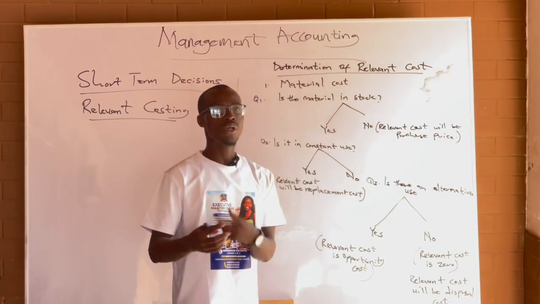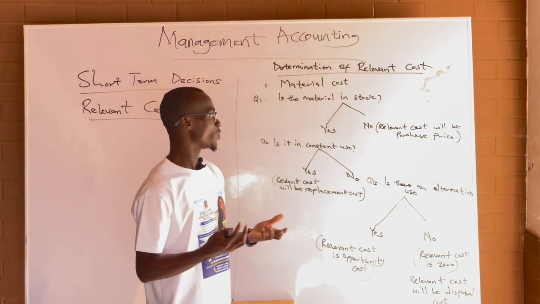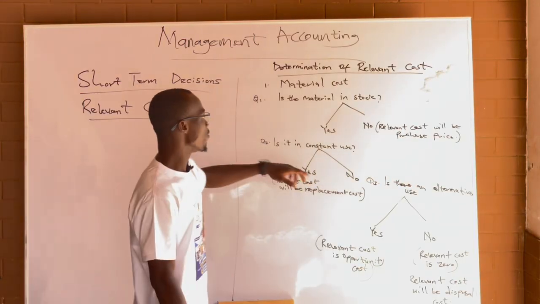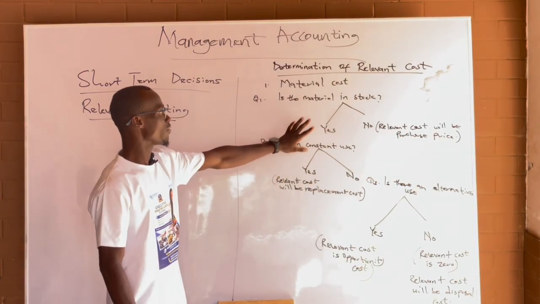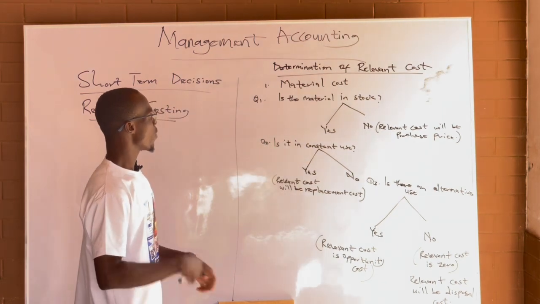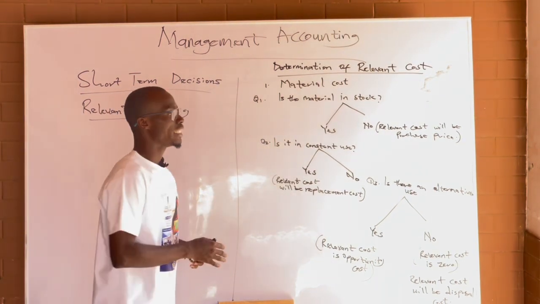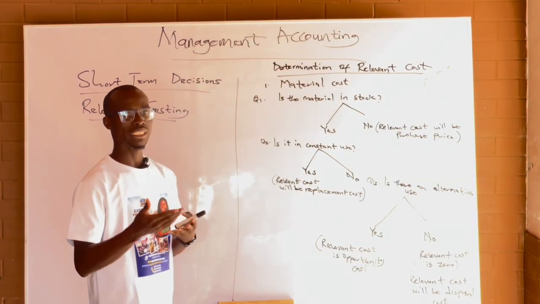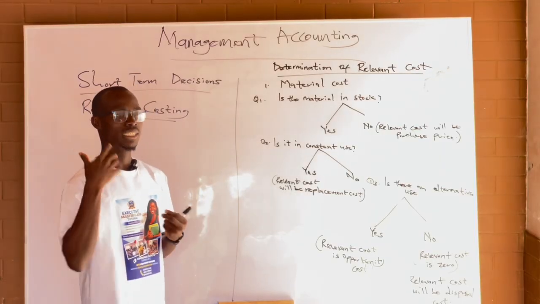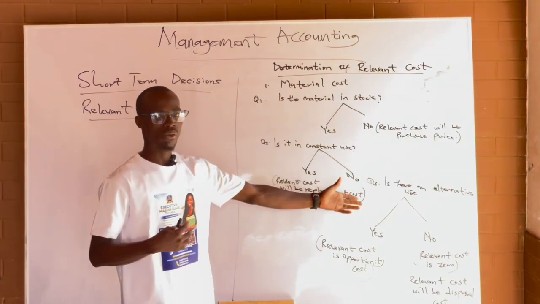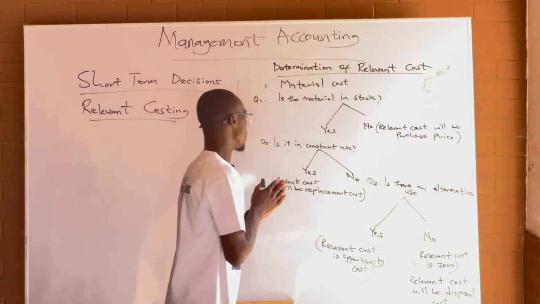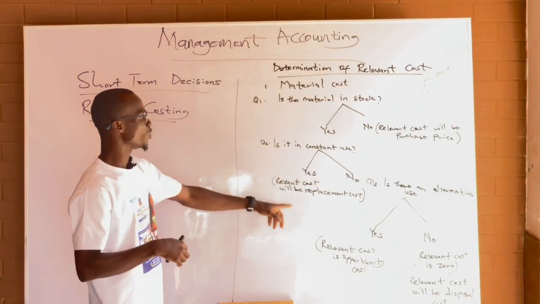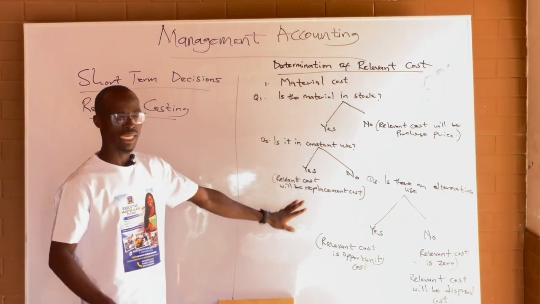If the material you want to use for production is not in stock, then you need to go and buy it. You go to the market, and the relevant cost will be the purchase price. But if some of the material is available, you need to ask yourself: is it in constant use? Is it something that we normally use? If yes, then if you use that material for this particular project, you need to go and replace it. So the relevant cost will be the replacement cost.